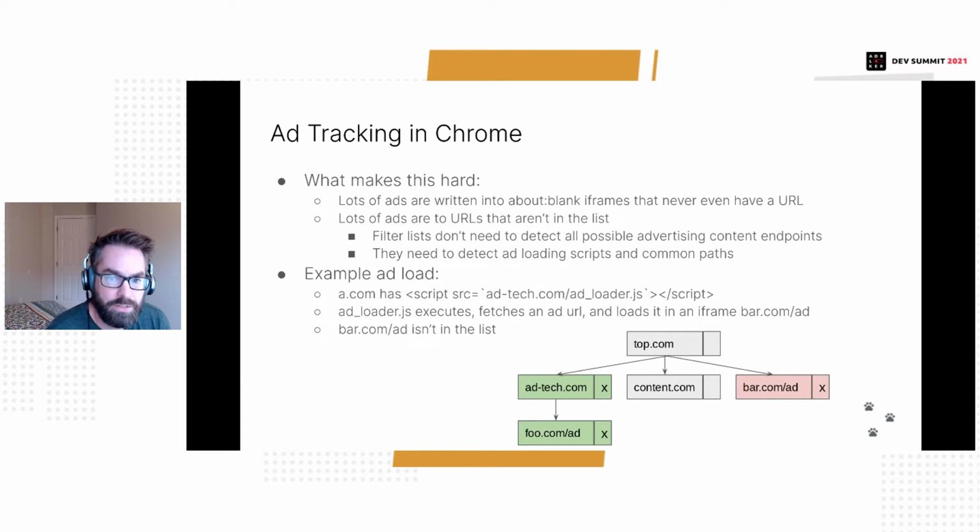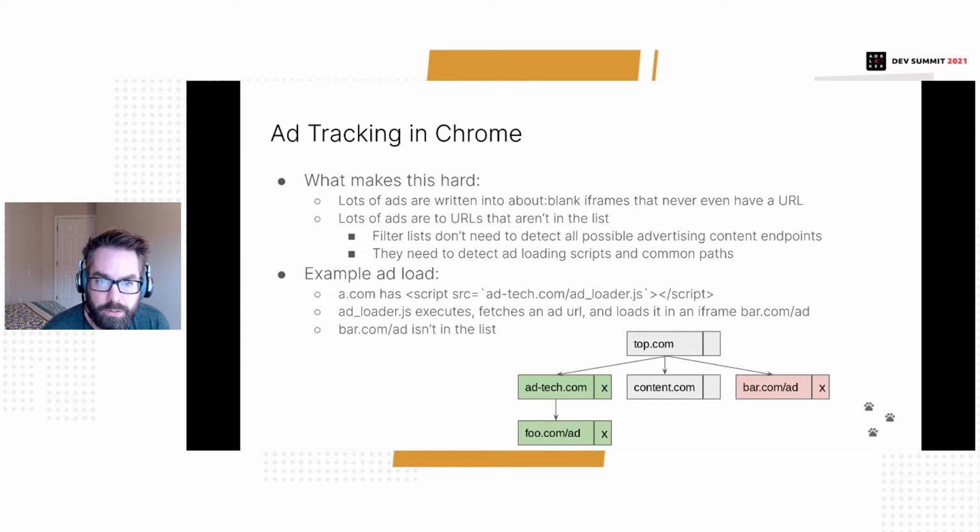The second reason is that it's not actually necessary for a filter list to enumerate all possible sites that might provide ad content. Most of the time, it's really only necessary to filter the loading scripts, because once you filter the loading script, anything that it would have loaded from any of the possible ad destinations is automatically already filtered. Which means that the filter list is simply not exhaustive enough by itself to detect all ad iframes for our purposes.